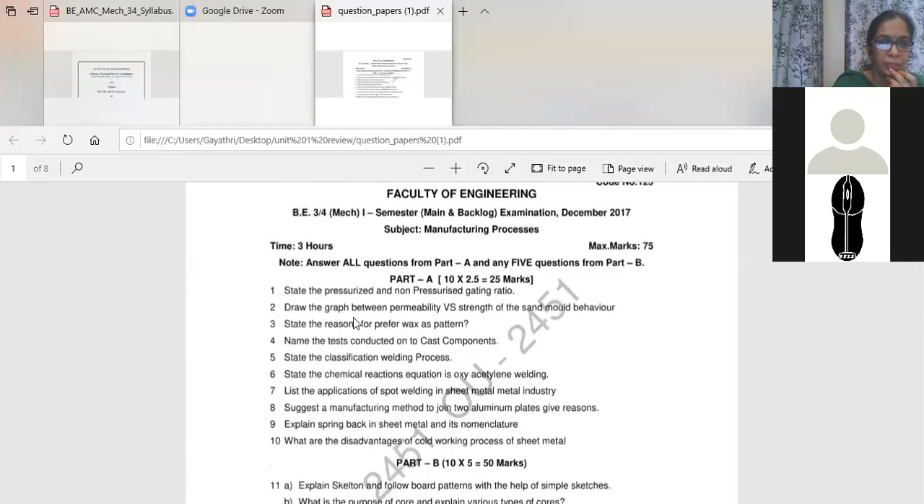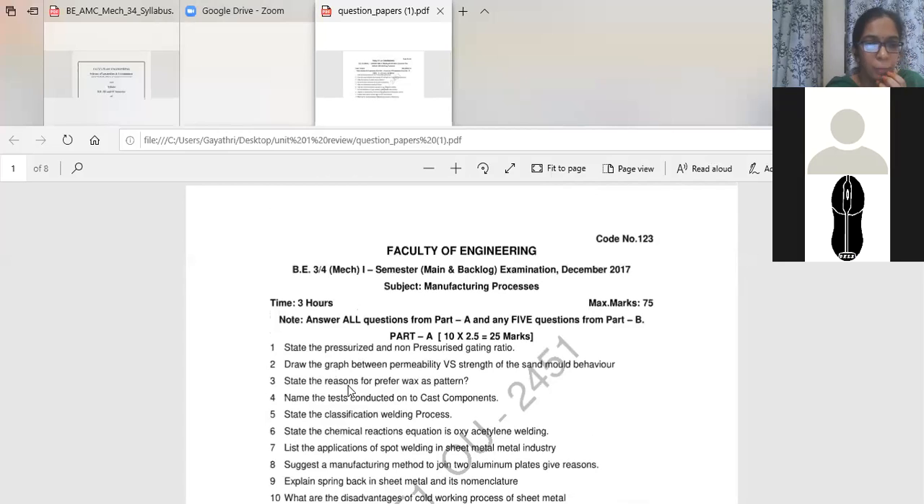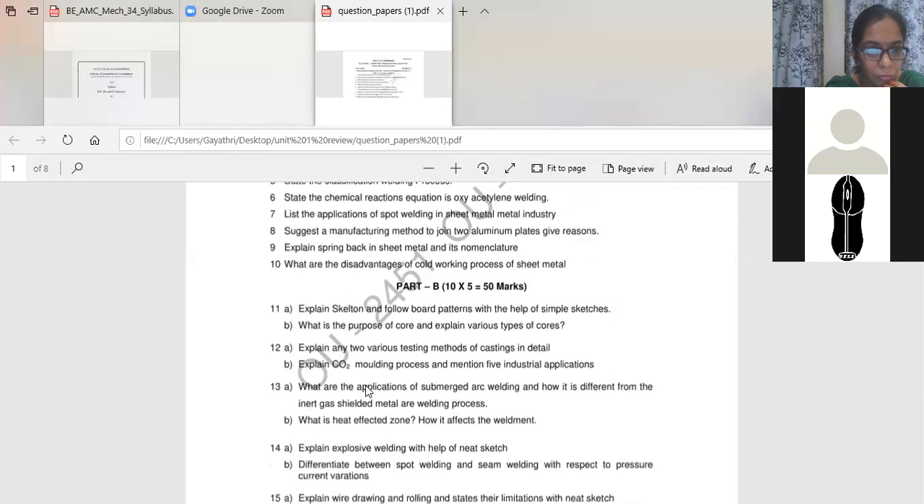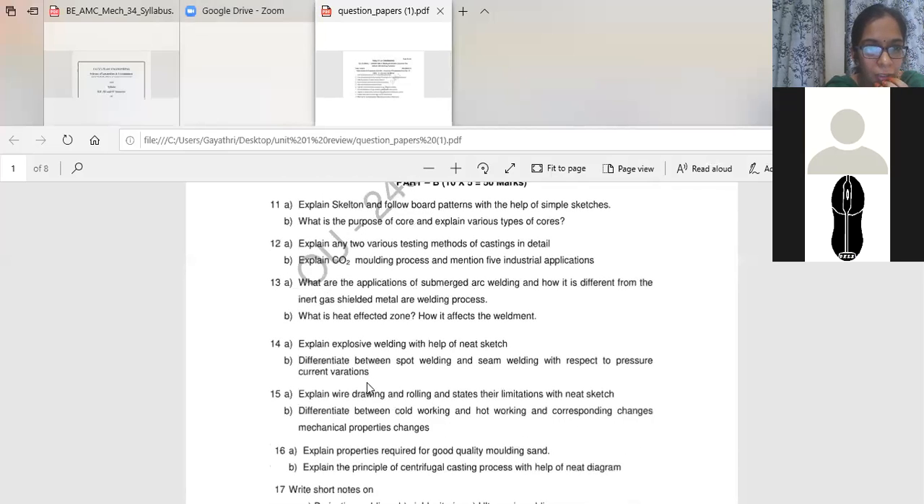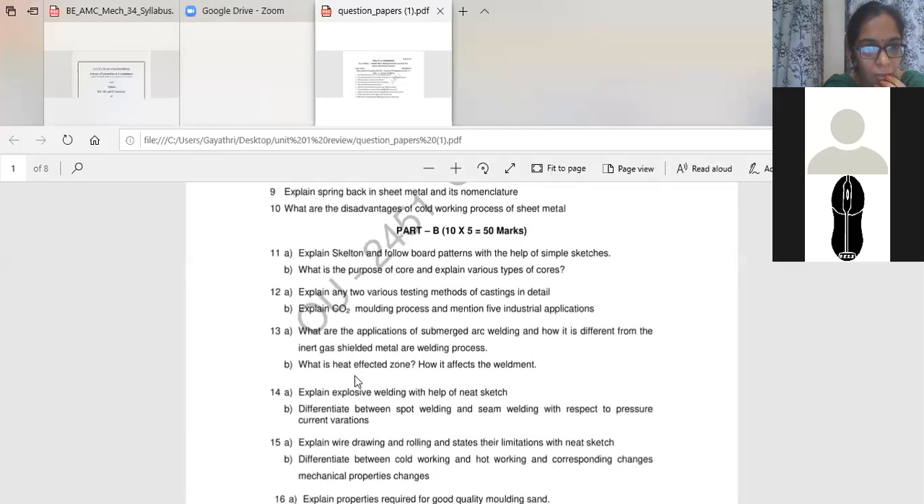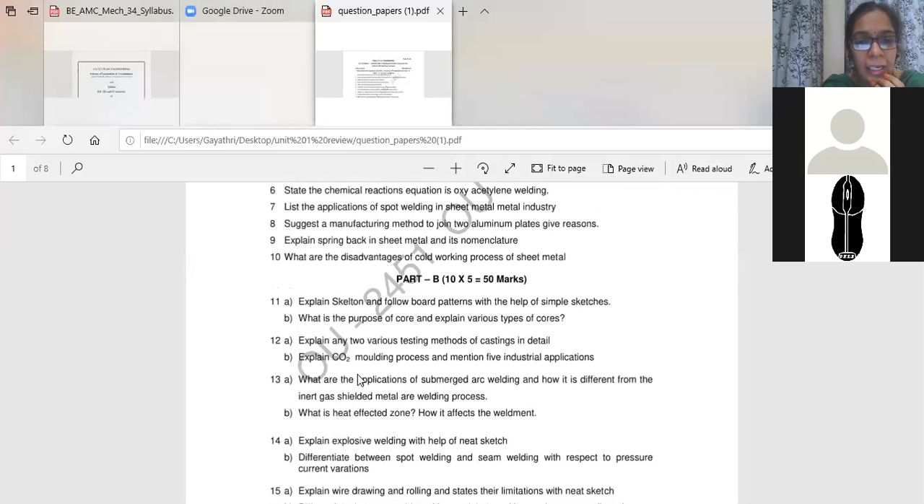The question papers are opened here. Please all of you see here. First, we will see an essay question. What is the question here? The 11th question: Explain the skeleton and follow board pattern with sketch. Can you answer this question?